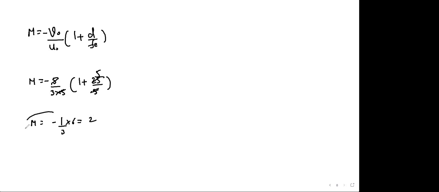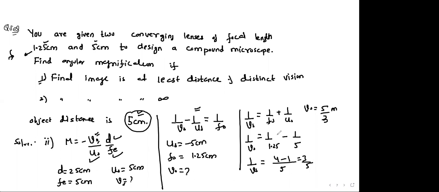Yeah, Jumana? Why are we getting this huge number? Jumana, why were you getting this huge number? I gave minus 3 by 5 into 5. Why 3 by 5? V naught is 5 by 3 now.